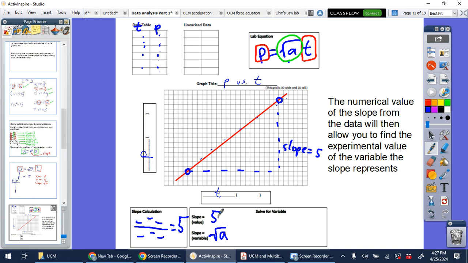Now, if the slope is 5 and the slope is also root A, if they're both equal to the slope, the only thing I conclude is that these two things are also equal to each other, right? Because they both are the slope. Hopefully that logic makes sense, right? Because if they're both equal to the slope, they've got to be equal to each other, which means I can set up an equation here that says root A equals 5, and then I can use that information to solve for A.